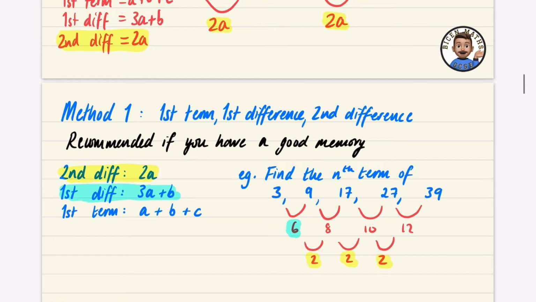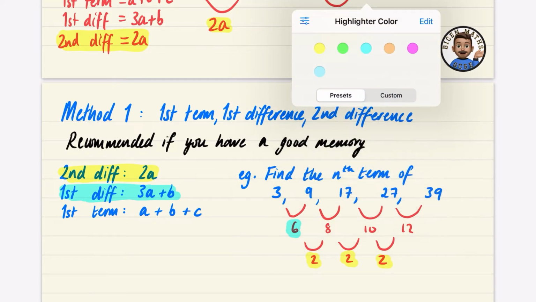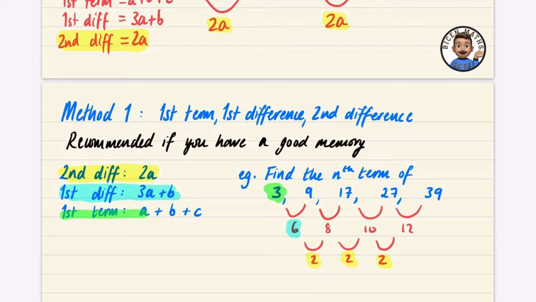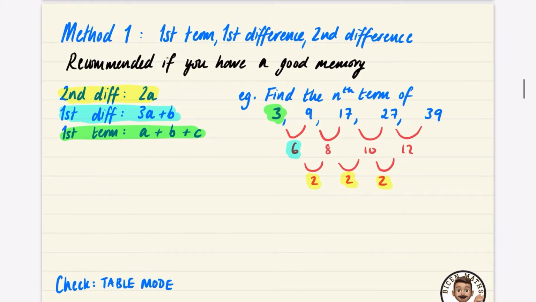And then the first term that we've got here, better pick a different colour. Let's just go with green. The first term is going to be a plus b plus c. So I'm just going to write out those different things that we've got here. So the second difference, the 2 that we have in yellow, 2 is 2a. So that means a is equal to 1. And then I can also see that 3a plus b, the first difference, must be equal to 6. Well, a is equal to 1, so 3 times 1 is 3. So 3 plus b is equal to 6. So b is equal to 6 take away 3, which is 3.